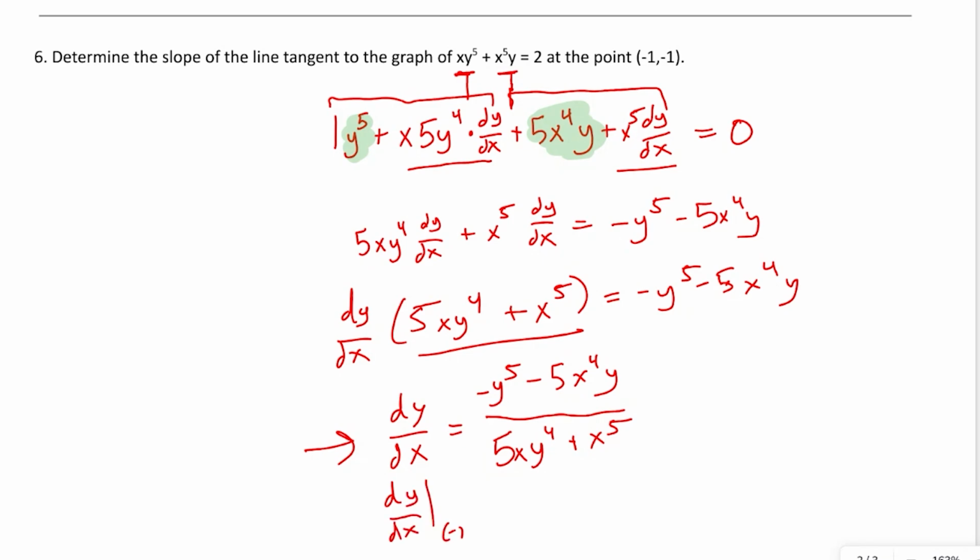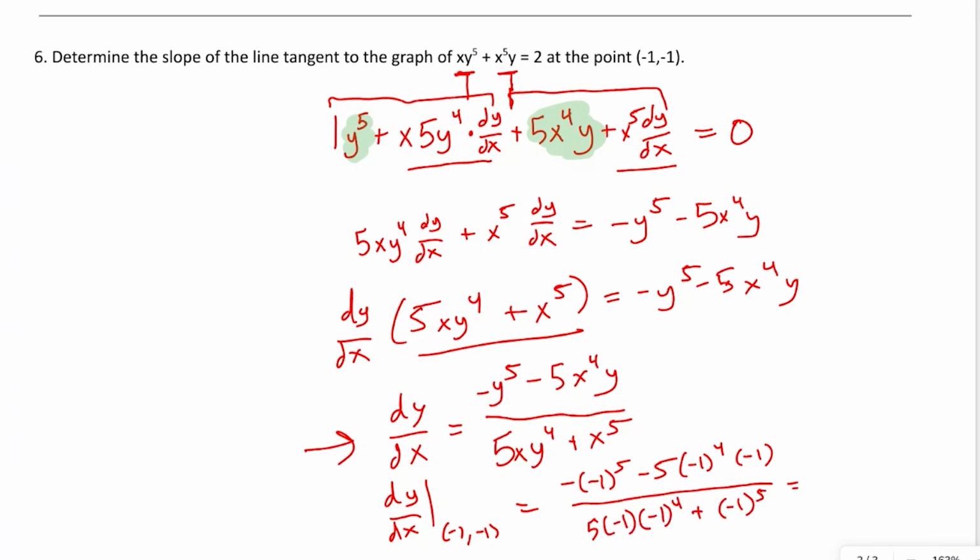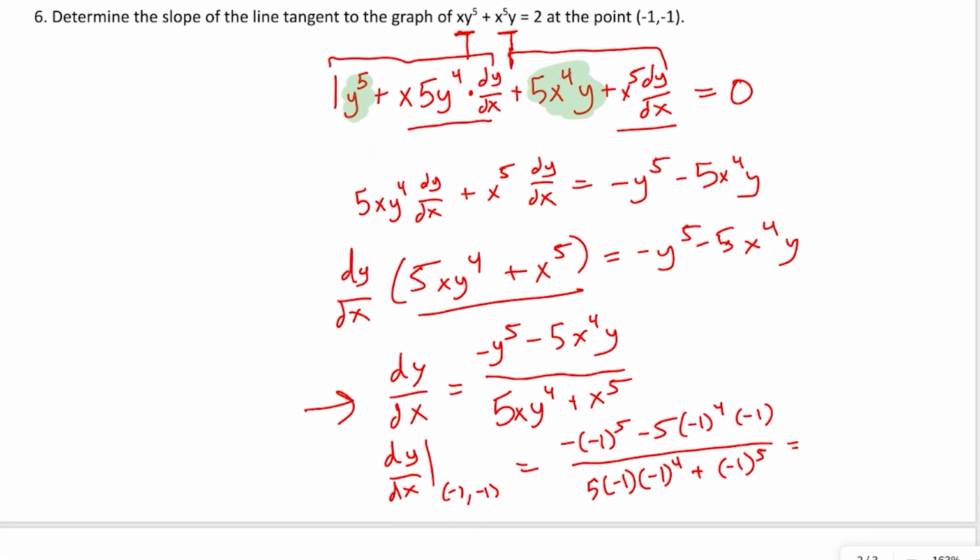plug in negative 1 into x and negative 1 into y and simplify. So we've got negative 1 to the 5th minus 5 times negative 1 to the 4th times negative 1, all over 5 times negative 1 times negative 1 to the 4th plus negative 1 to the 5th. So take this one slow. There's a lot of negative 1s going on here.